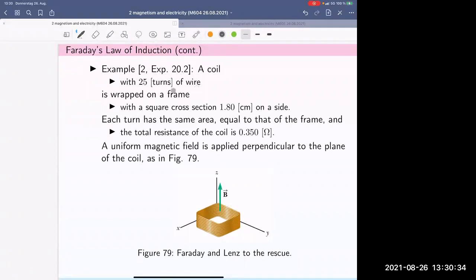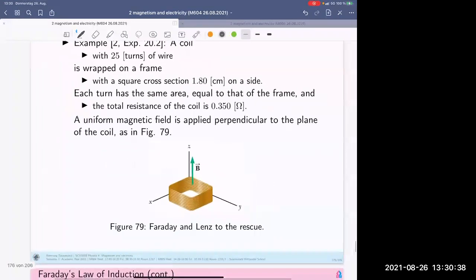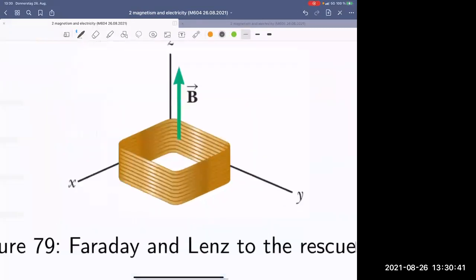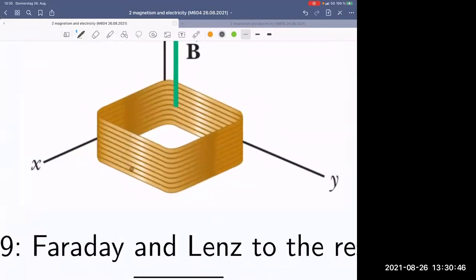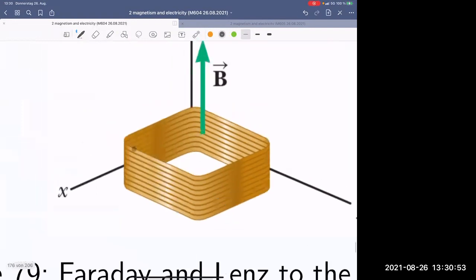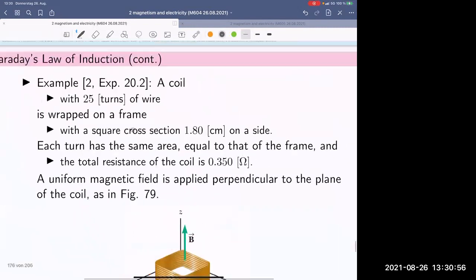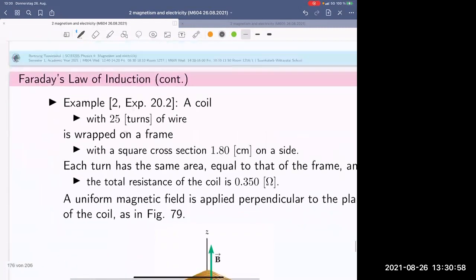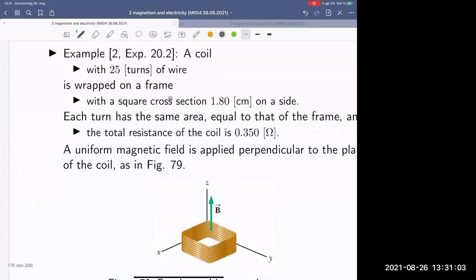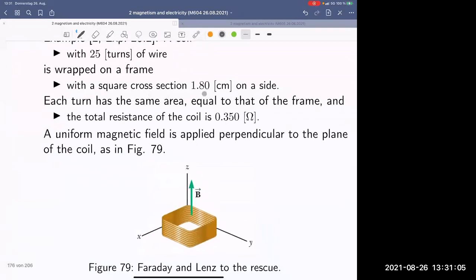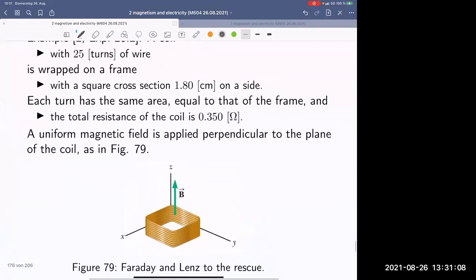A coil with 25 turns of wire is wrapped on a frame. You cannot count the number of turns in the coil by eye in the figure. You cannot say 1, 2, 3, 4, 5, 6, 7, 8, 9 or something like that, because they simply say here there are 25 turns in the coil, with a square cross section of 1.8 centimeters.